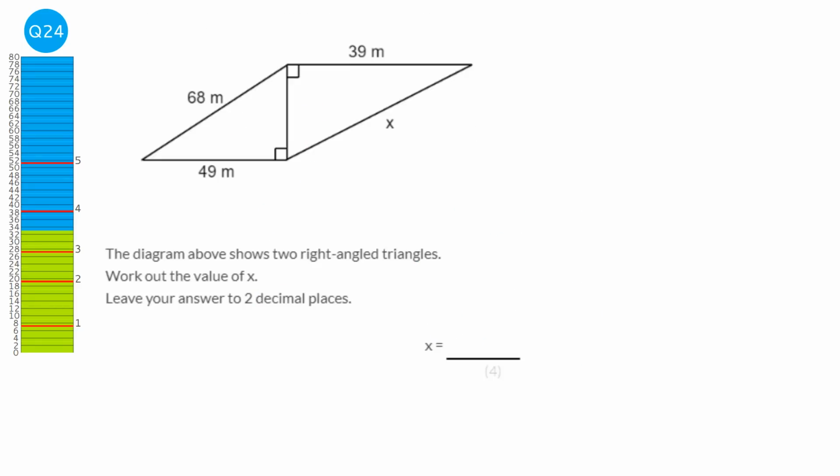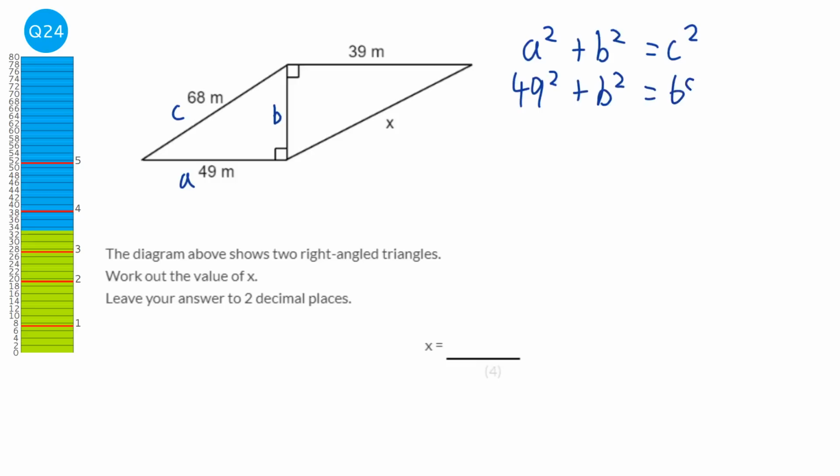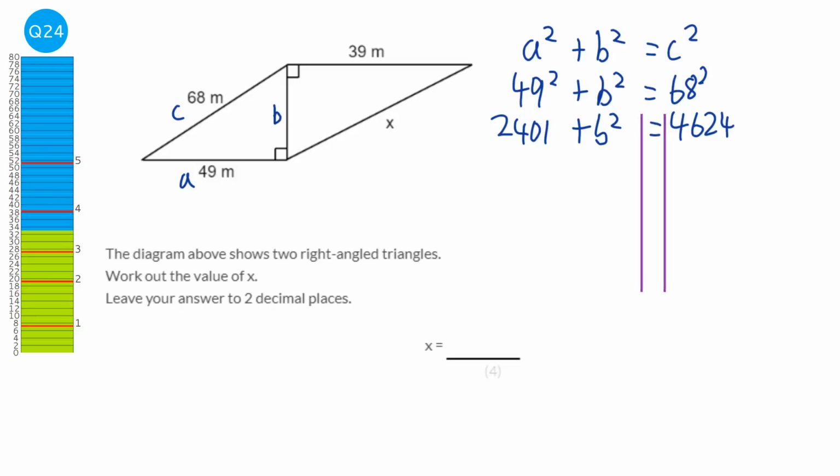We can't work out what x is straight away, but we can find this value here. And we know with Pythagoras we can find a third length if we've got the other 2 in a right angle triangle. So a squared plus b squared equals c squared. And a and b were labelled. C is always opposite the right angle. So it'd be 49 squared plus b squared equals 68 squared. And 49 squared is 2,401. And 68 squared is 4,624.